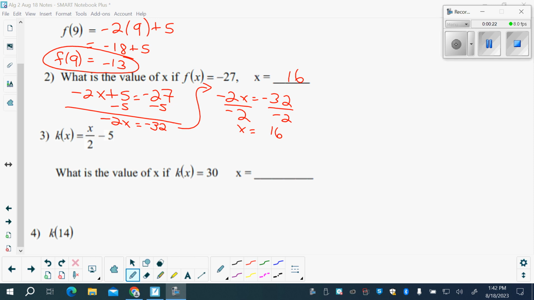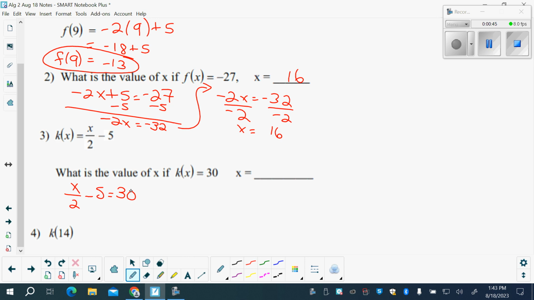Good. So we're going to take this k of x and put x over 2 minus 5 in its place, and set that equal to 30. Questions on that? Because that's the hardest part, making sure you set it up right. So again, the number's not inside here. That's an x.